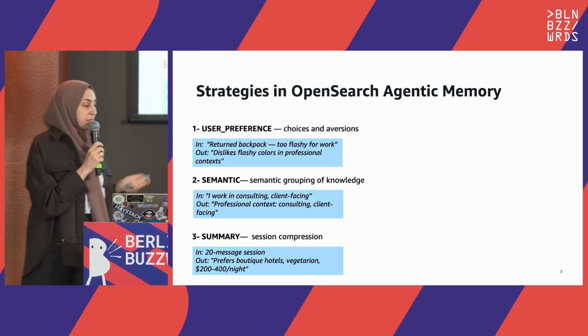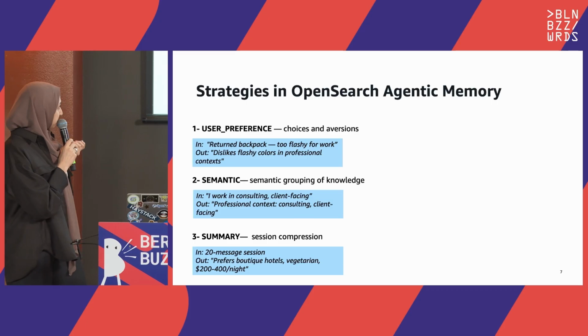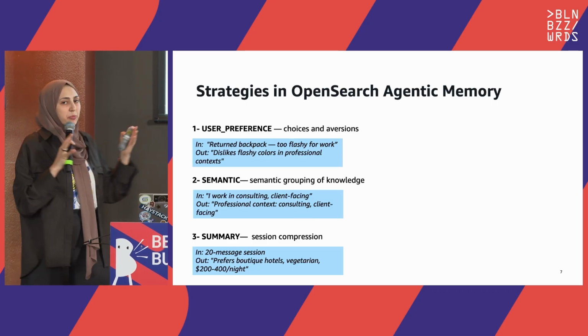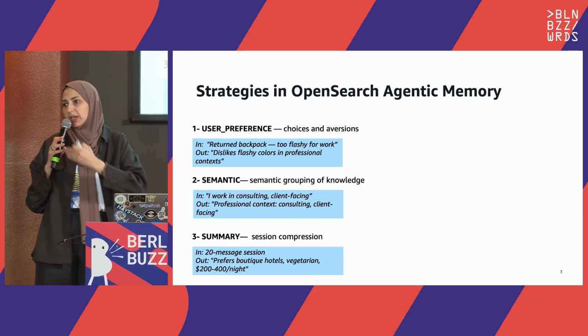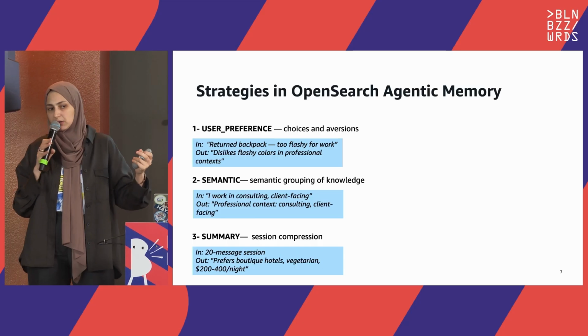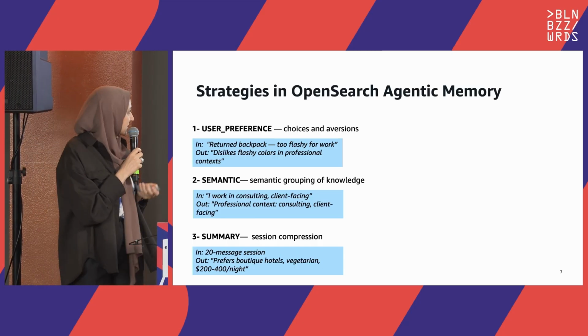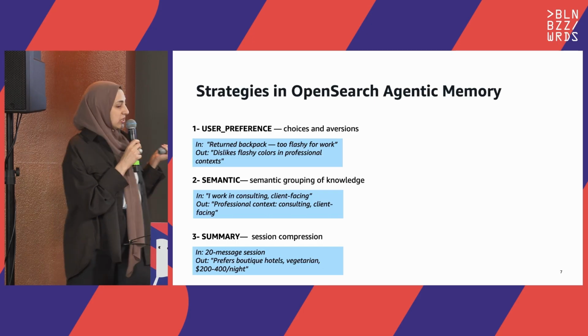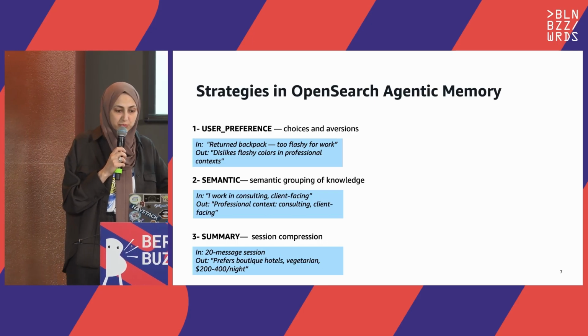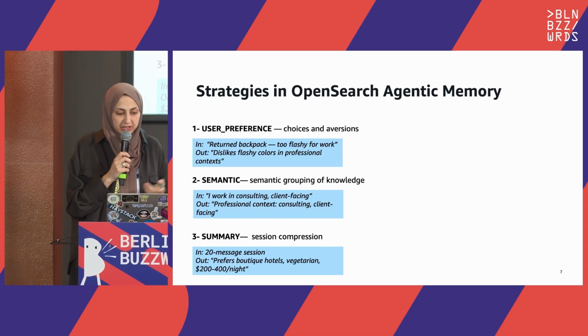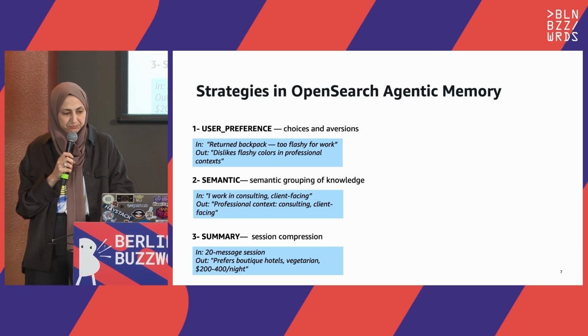And then you have the summary approach or strategy. Here we basically compress the information that we get from many memories into one single line of information. For example, if you have a 20 message session, what will be stored here is just, hey, this user prefers boutique hotels, vegetarian, and this is their budget by night.